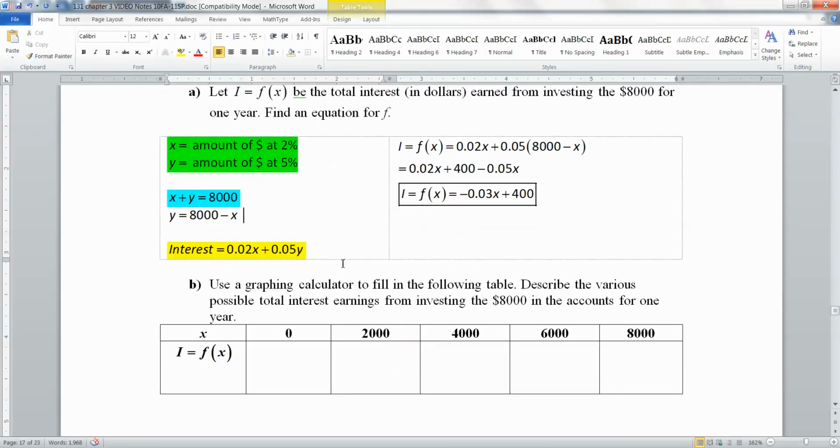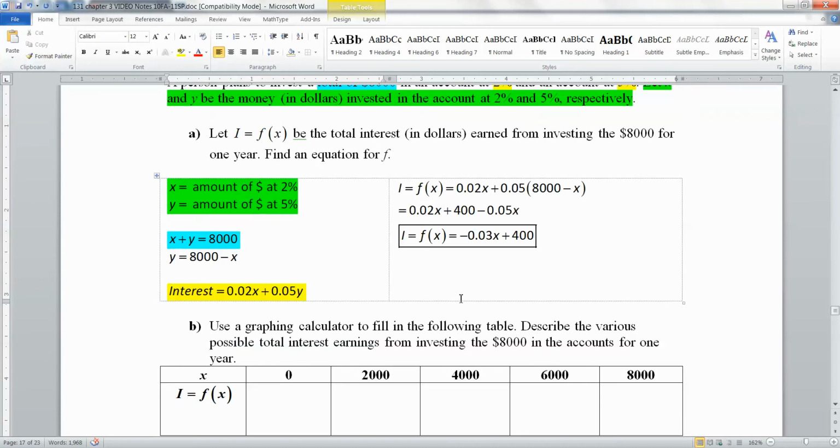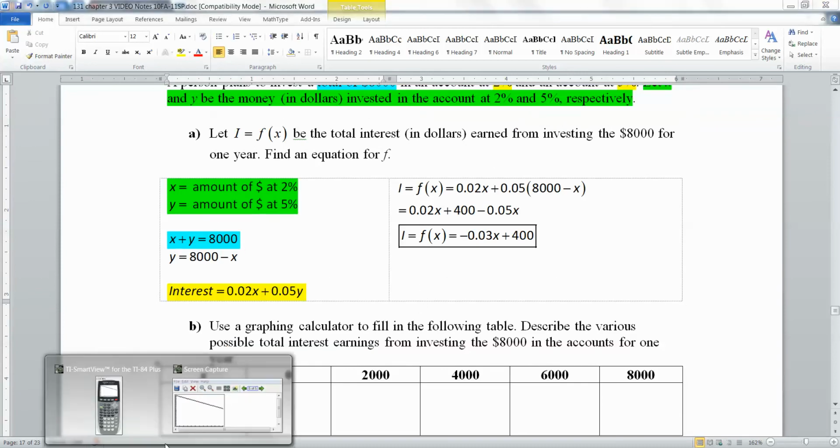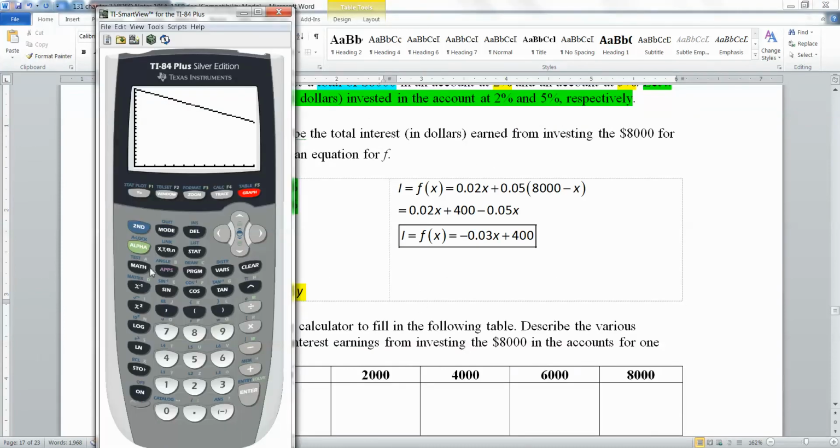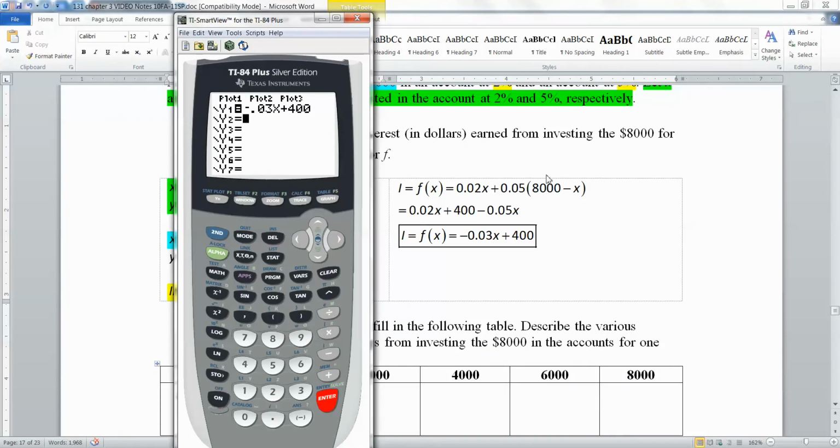Cool. Now we're going to use a graphing calculator to fill in the following table. We could graph it as well. So let me go to my calculator. And let's see, y equals, clear that old one out, negative 0.03x plus 400. Again, I got that by substituting in for 8,000 minus x for y, getting rid of it so there's nothing but x in there, because they said they want it to be a function of x. I don't even need to set up a window here because I'm not really trying to graph it. I just need to look at the table.